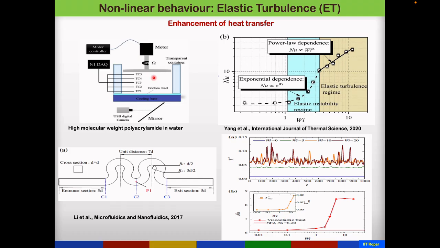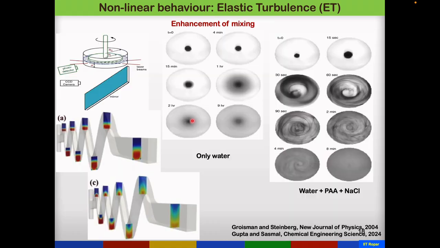Okay, so even other research groups performed experiments and they also observed this kind of drastic increase in heat transfer rate due to the presence of this turbulence phenomenon. Not only heat transfer rate, we have even seen that if we can induce elastic turbulence, it can also facilitate the mixing of fluids.